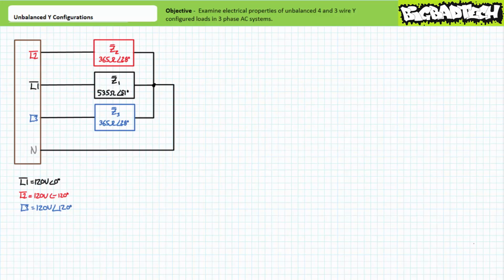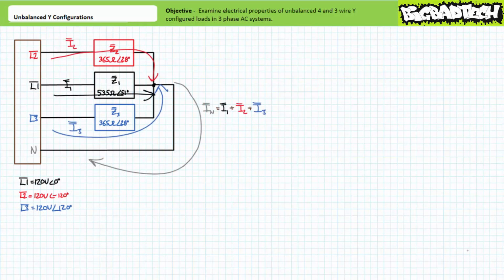Obviously, given different branch impedances, we might expect different current magnitudes and/or phase shifts in each branch. Consider the interaction of these 3 currents. An application of Kirchhoff's current law demonstrates that current IN equals the summation of I1 plus I2 plus I3. For balanced conditions, the 3 balanced load currents effectively cancel each other out, such that current in the 4th neutral wire equals 0.